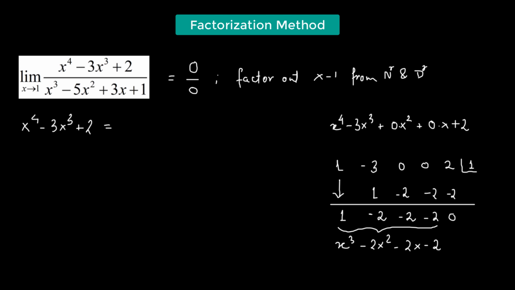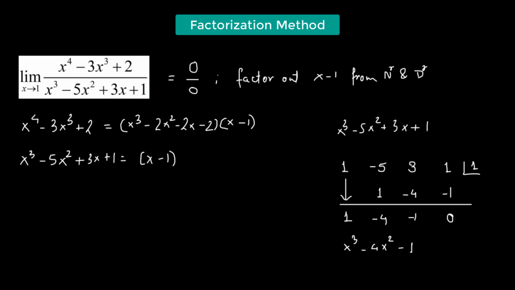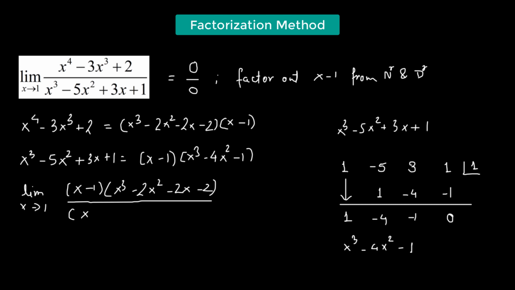So the factors of x raised to the power of 4 minus 3x cubed plus 2 will be (x cubed minus 2x squared minus 2x minus 2) multiplied by (x minus 1). Now we are going to factorize the denominator, the cubic polynomial, by dividing it by x minus 1. So we are going to perform synthetic division again. So the factors will be (x minus 1) multiplied by (x squared minus 4x minus 1). Now we are going to substitute this back into our function. So that gives us (x minus 1) multiplied by (x cubed minus 2x squared minus 2x minus 2) divided by (x minus 1) times (x squared minus 4x minus 1).